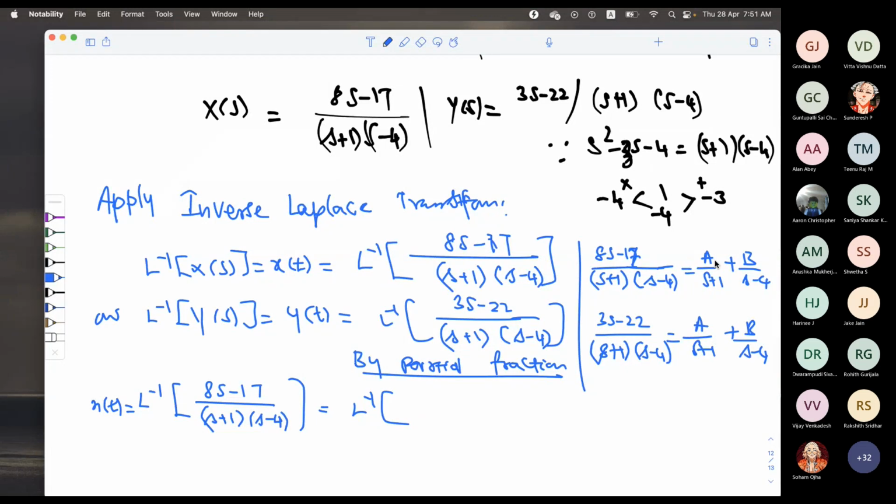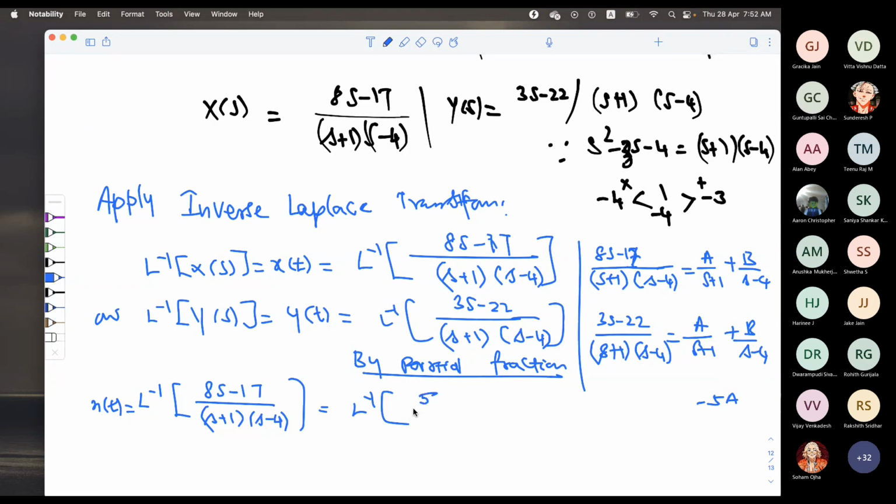When s is 4, this vanishes. As a first step, substitute s is minus 1, then b vanishes, then my minus 1 into minus 4 is minus 5a, minus 5a on the right side, whereas on the left side, substituting minus 1, minus 8, minus 17, so it is minus 25, so overall it is 5. Am I right?